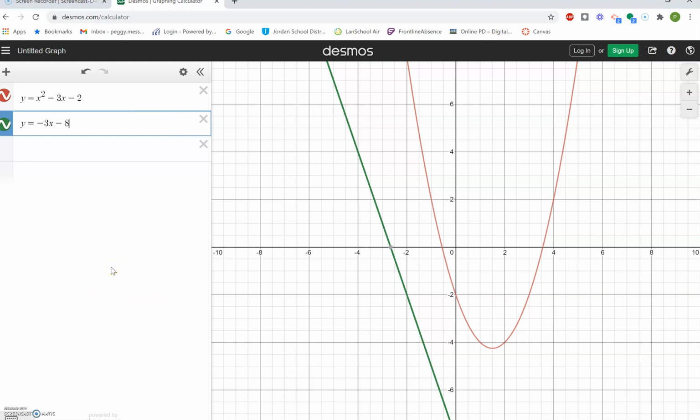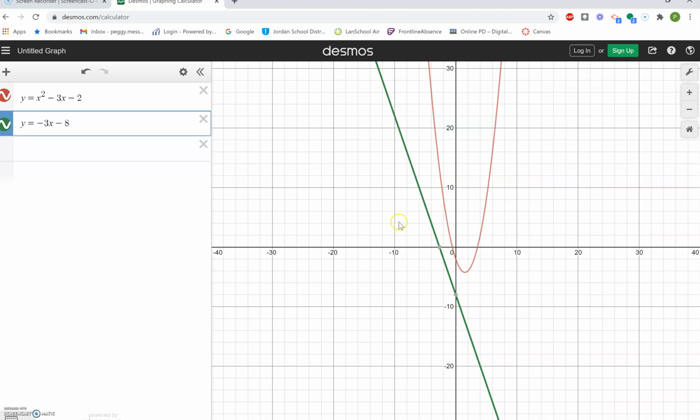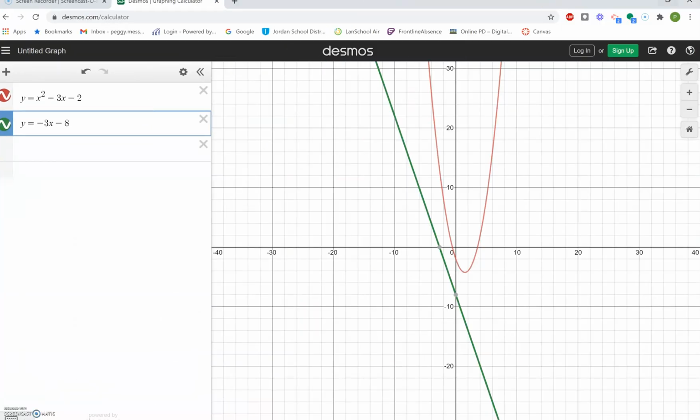Oh, notice what's happening here. The graphs are not intersecting. Let me zoom out a little bit. Notice they're never going to intersect. The parabola is going to keep getting steeper. The line's going to go the same slope all the time. Those two are not intersecting. So we're going to put them on the graph.